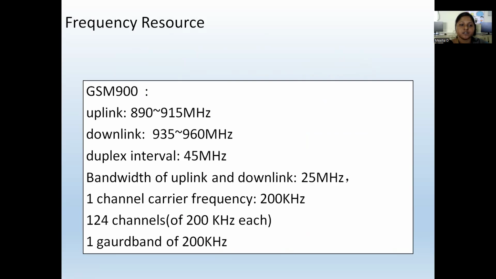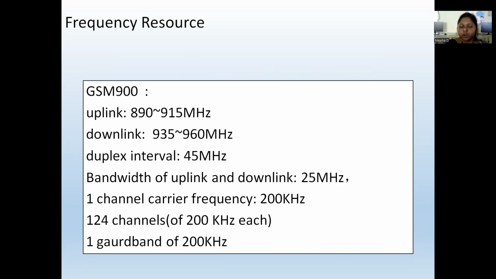And then frequency resources. All the calls made have uplink and downlink. Uplink means mobile station to BTS. Downlink means BTS to mobile station. So this is the uplink frequency and downlink frequency.